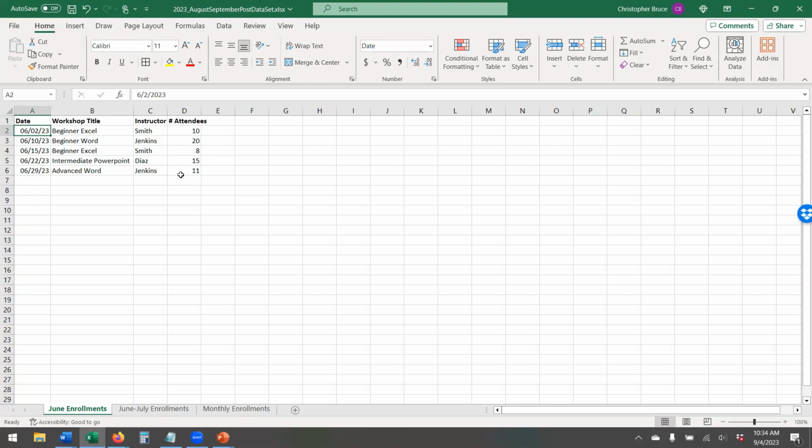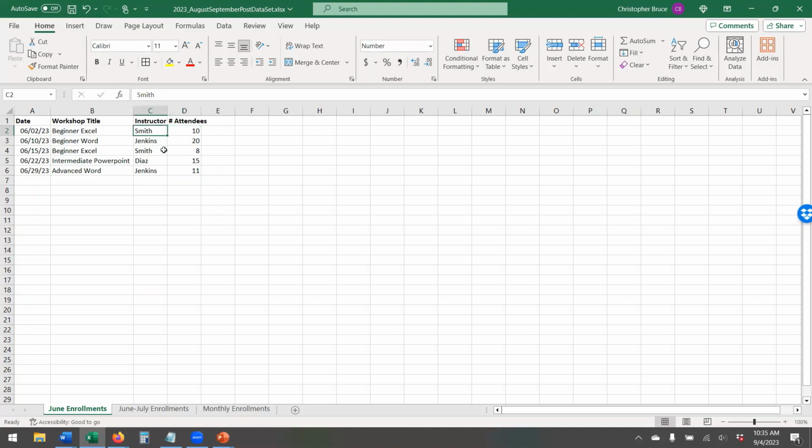Is the day of the week or time of day contributing to this wide variation in interest in these classes? We'd have to look at that, but we'd need additional data, the day of the week and the time of day, to see if that's a contributing factor.